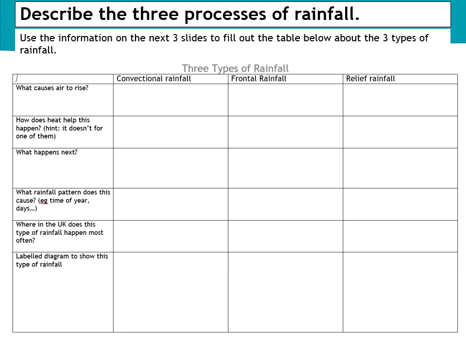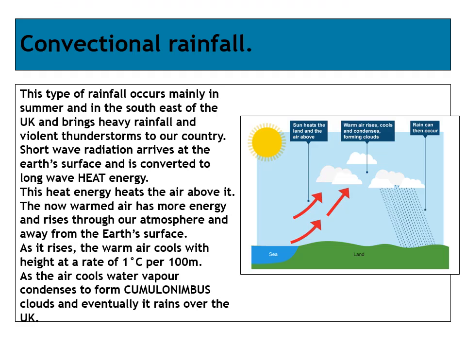Okay, so the next 3 slides have information about the 3 different types of rainfall on them. And what I want you to do is, as I click through them, you just pause on each slide and fill out the information for each type of rainfall. So say, for instance, I go on to the next one, which is conventional rainfall. On your table where it says conventional rainfall, you'll then go down the table and answer every question that relates to conventional rainfall. Okay, on the table, and then as we go along, you'll just fill out each one.